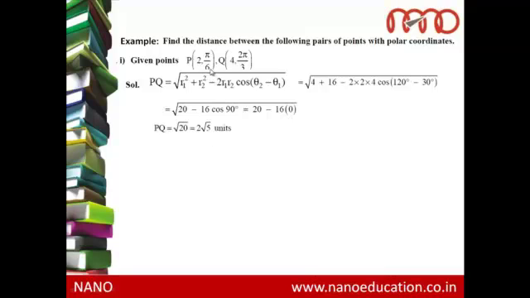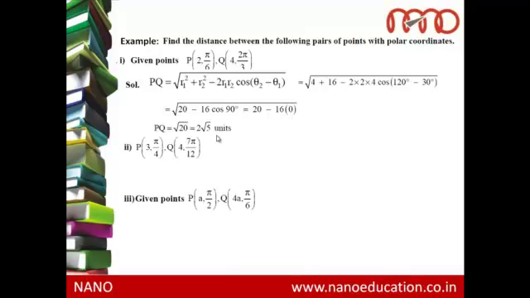So it's only a substitution question, direct formula based. The distance formula we need to know: PQ is under root r1 square plus r2 square minus 2 r1 r2 cos (theta 2 minus theta 1). Substituting all the given numbers, we have the result.